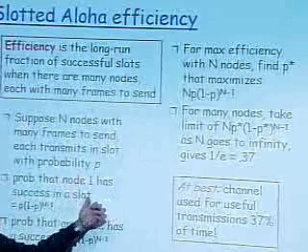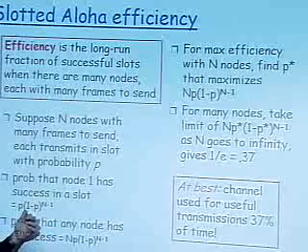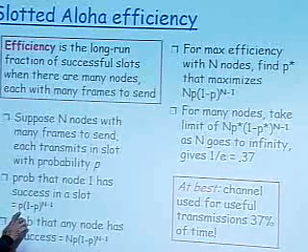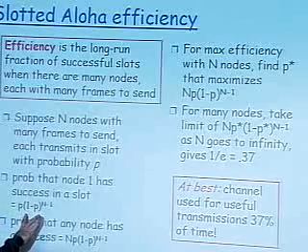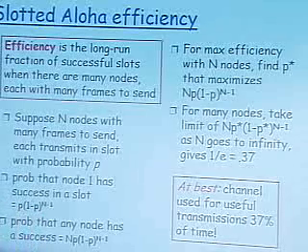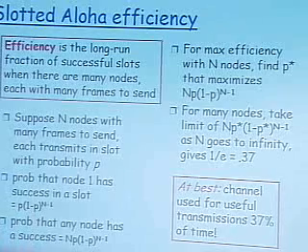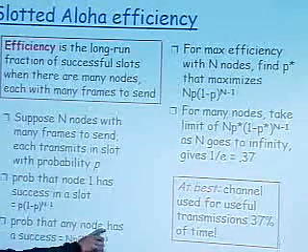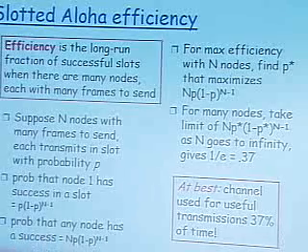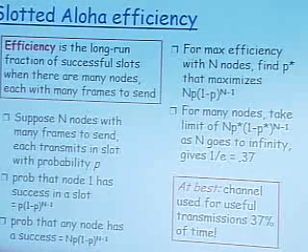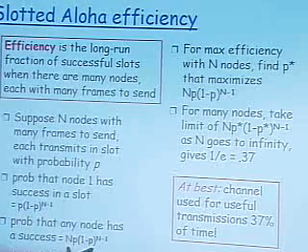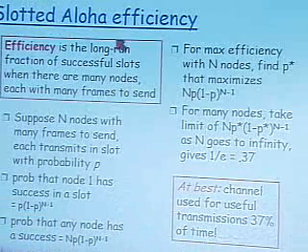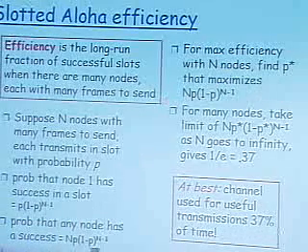The probability that one node will have success in a slot is going to be P times (1 minus P) raised to n minus 1. So a particular node will transmit with the probability P, and all the others will not transmit, with the probability 1 minus P. Now this could happen for any of the nodes, and those are independent events. So the probability that any node has a success is going to be n times P times (1 minus P)^(n minus 1). This is the probability of success of one node, and this is the probability of success of any node. So for maximum efficiency with n nodes, you're going to find a P star that maximizes this probability.